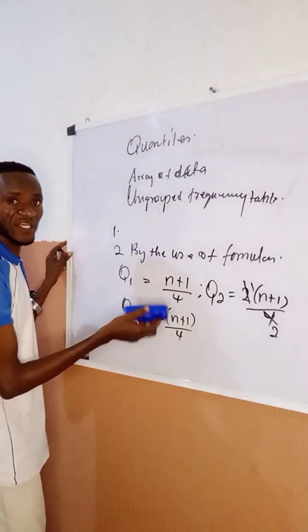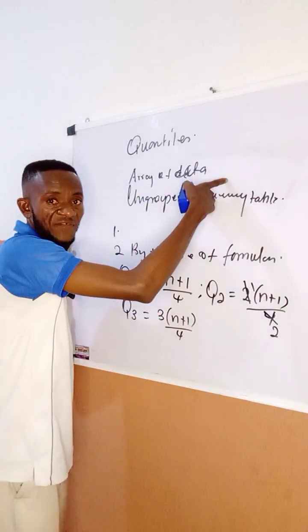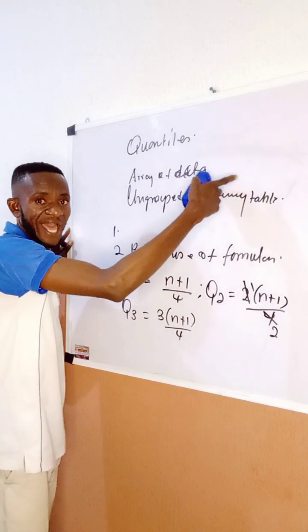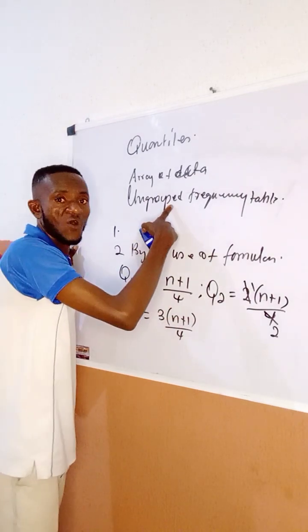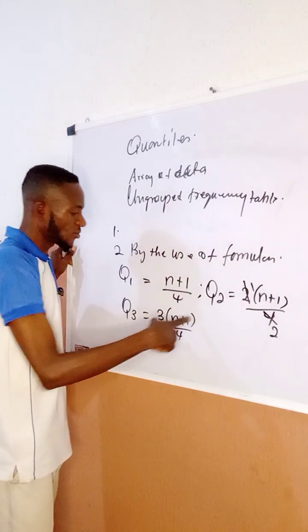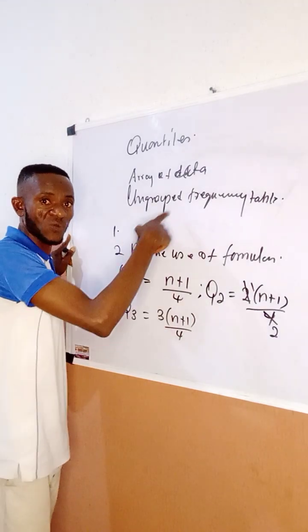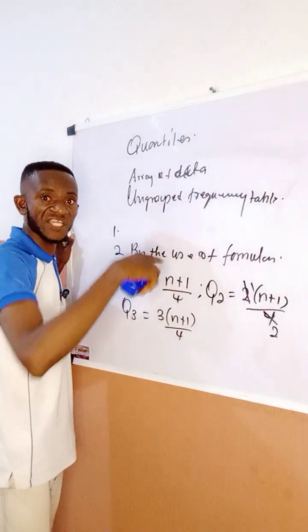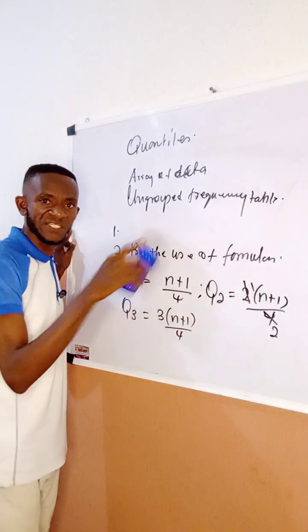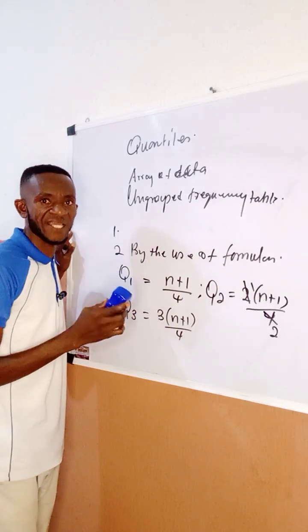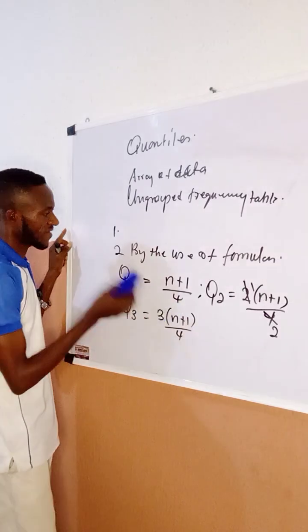So permit me to clear here. First of all, I'm going to begin with an array of data. Once we are done with the array of data, solving it this way and that way, we come back to the ungrouped frequency table and solve it using the formula. Because if we enumerate all the values contained in the table, it might be too cumbersome for us to manage the time meant for this class.